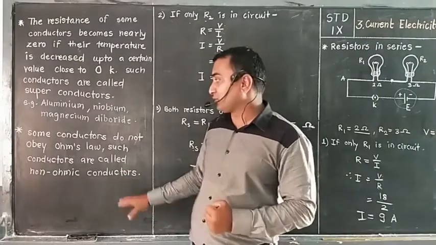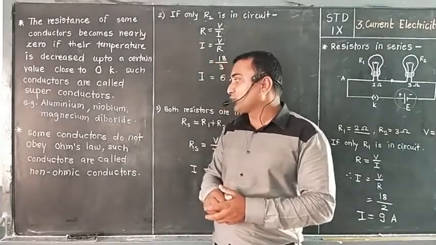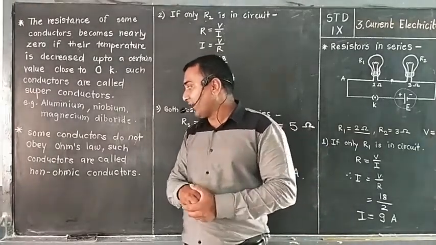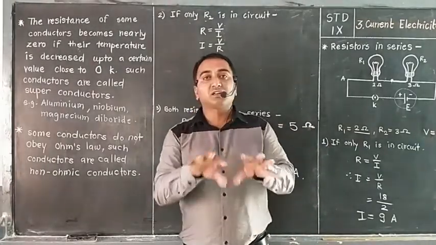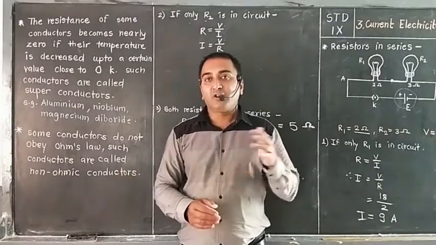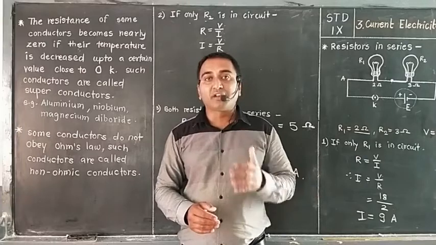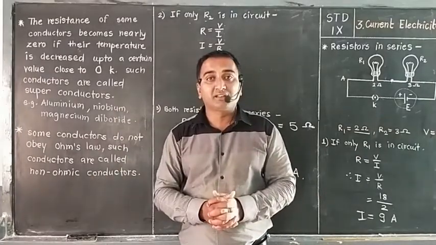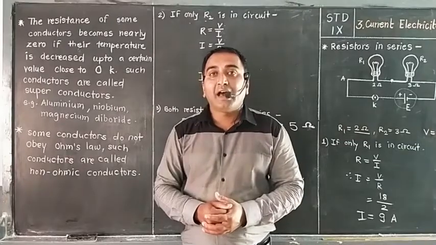So what is the definition? Some conductors do not obey Ohm's law. Such conductors are called non-ohmic conductors. So conductors are classified into two parts: ohmic conductors and non-ohmic conductors. You will get more information about superconductors, ohmic conductors, and non-ohmic conductors in higher standards.